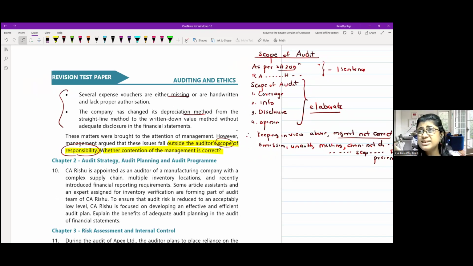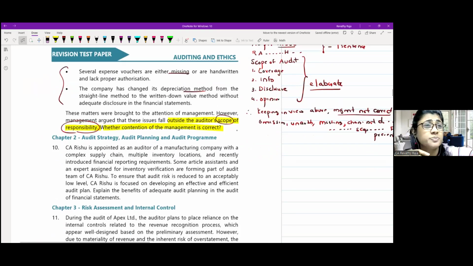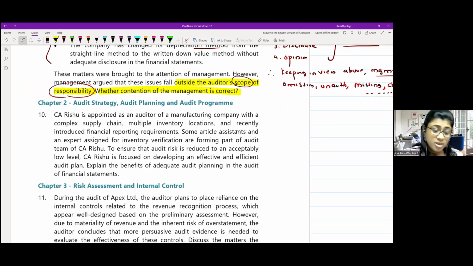Next question, I'm not interested, guys. That's a direct question. If you want, you read and say the answer. It's a revision only. Read the last sentence. Explain the benefits of adequate planning of audit in FS. If you want, you can read above. Rishu is appointed as auditor of a manufacturing company with complex chain, locations, etc. To ensure audit risk is reduced to a low level, developing the plan. What are the benefits? Can you say which chapter? Chapter 2, which essay?